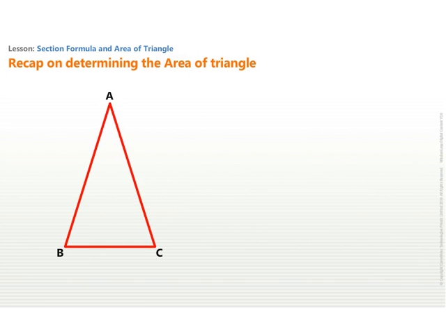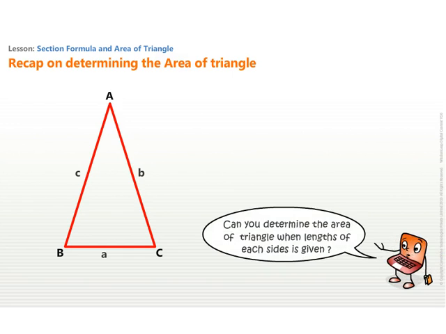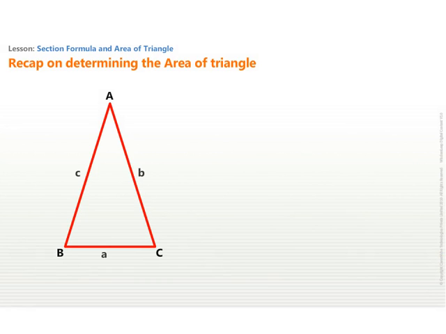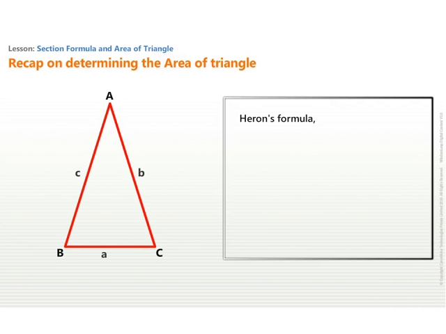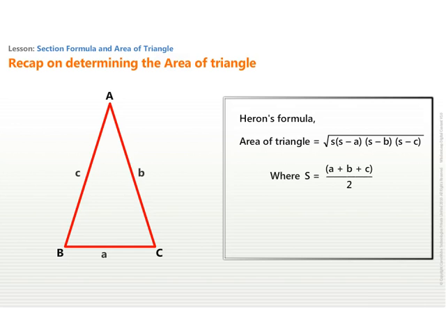ABC is a triangle with given sides a, b, c respectively. Can you determine the area of the triangle when the length of each side is given? Here, area can be computed using Heron's formula. Area of triangle is equal to square root of s(s - a)(s - b)(s - c), where s is equal to (a + b + c)/2.